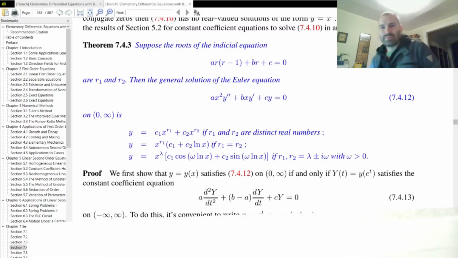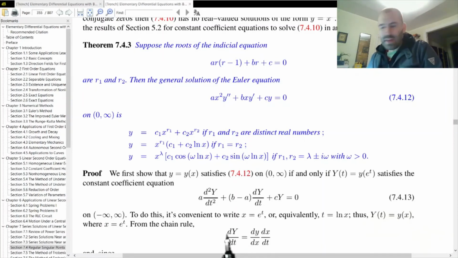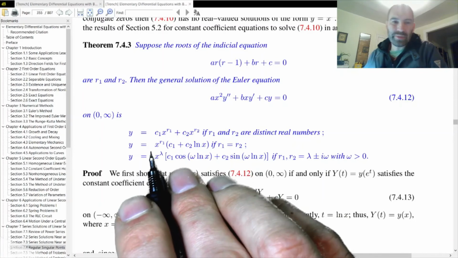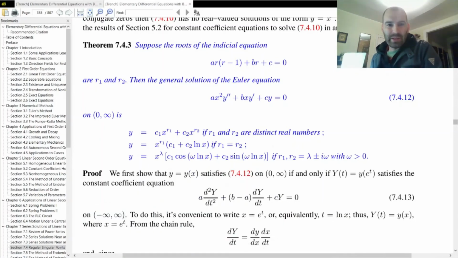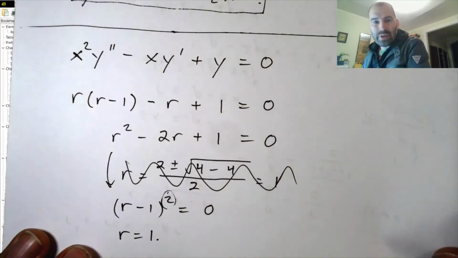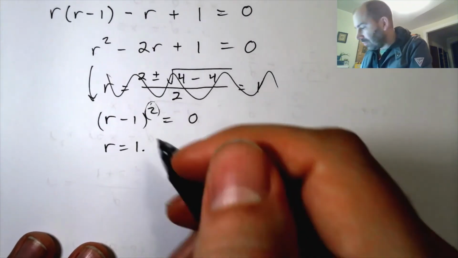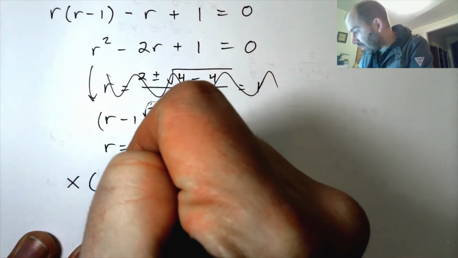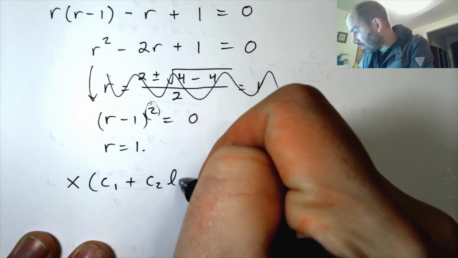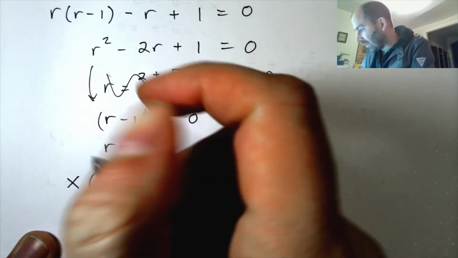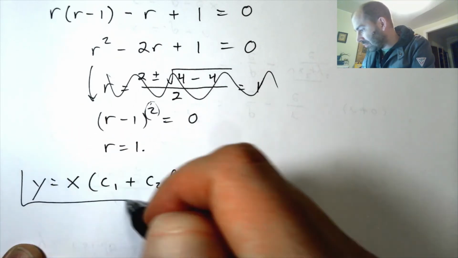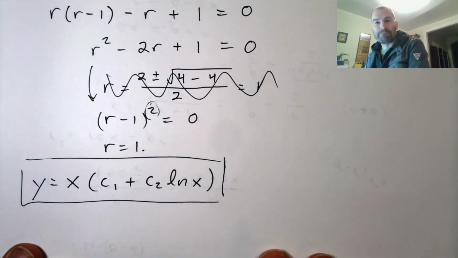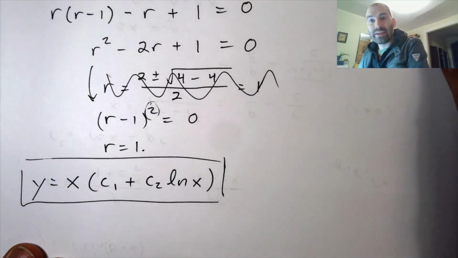So in that case, what do we do? Well, okay, here we are. In the case of a repeated root, we use this formulation, right? So that's what we're going to do. x to the 1 times c1 plus c2 log x is our solution. Okay? Okay, let's do that last kind of problem.